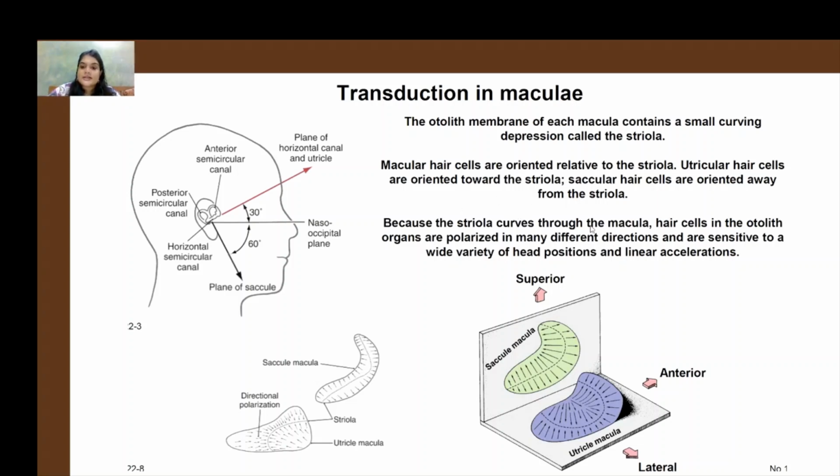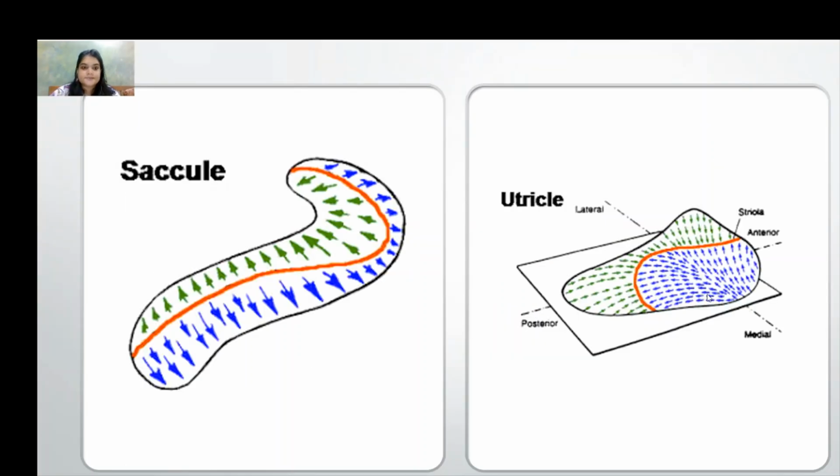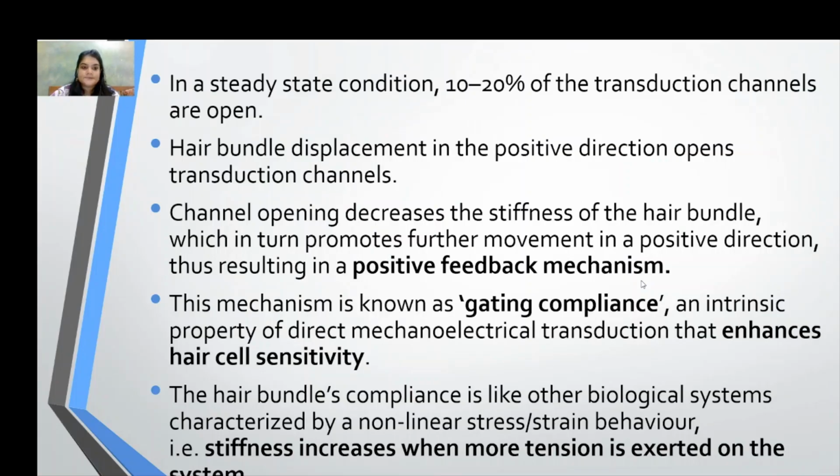Because the striaula curves through the macula, hair cells in otolith organs are polarized in many different directions and are sensitive to a wide variety of head positions and linear accelerations. This is the saccule. It is directed away from the striaula.